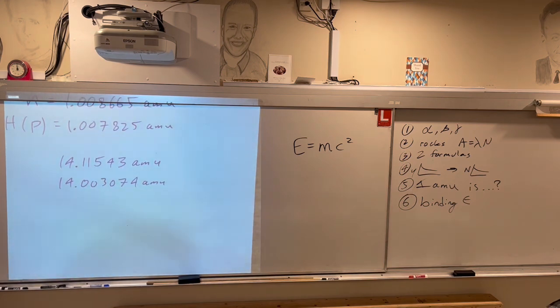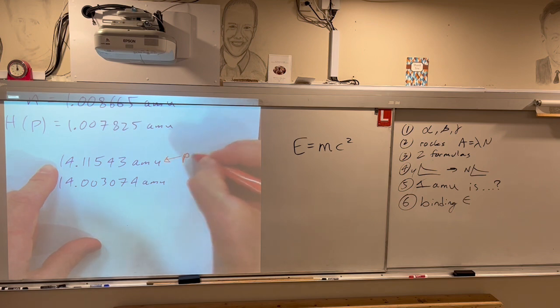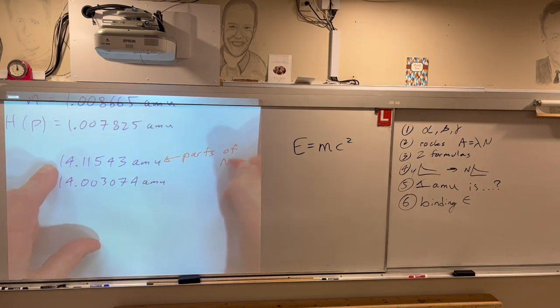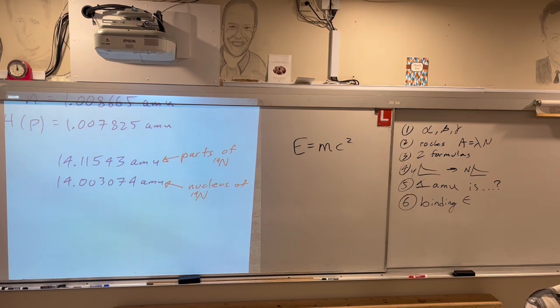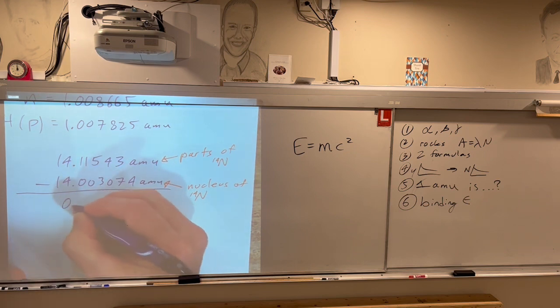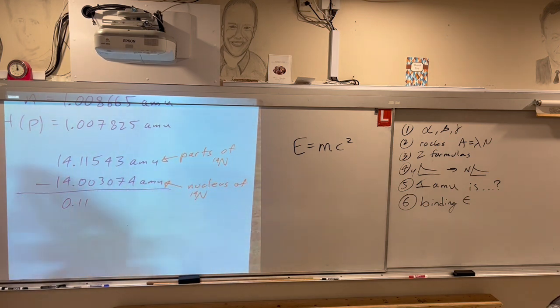So this thing that Tamer did so nicely for us is the parts of N14. And this is the actual mass of the nucleus of N14. What do you notice about those masses? They're different. Which one is bigger? The parts are bigger. Well, what's adding the weight? The electrons are baked in, don't worry about that. The difference, if we subtract those, is 0.112356.